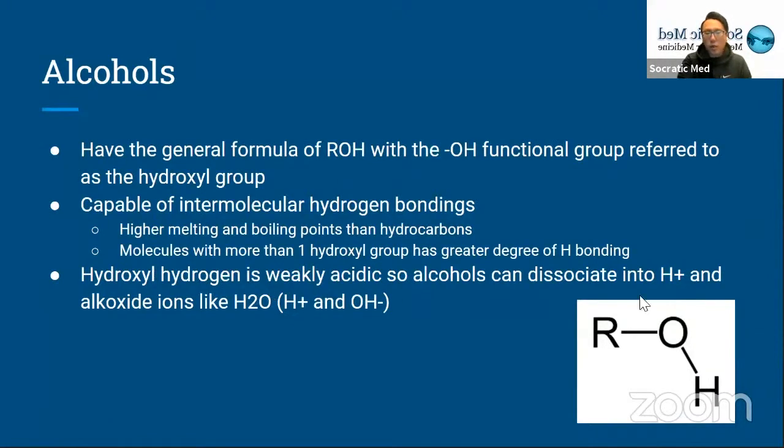And the hydroxyl hydrogen, so this hydrogen attached to the oxygen, is weakly acidic. So alcohols can dissociate into H+ ions and also alkoxide ions, similar to water. So they can split up into the H+ proton, and then the alkoxide, RO-, which is usually attached to this R group carbon chain. So that's just some general information about alcohols.